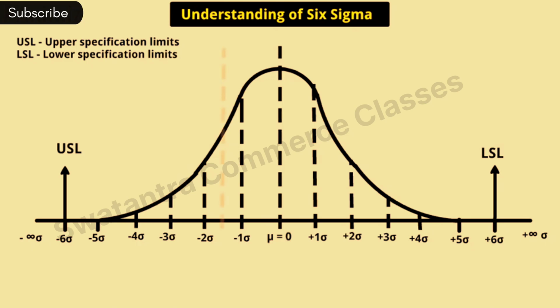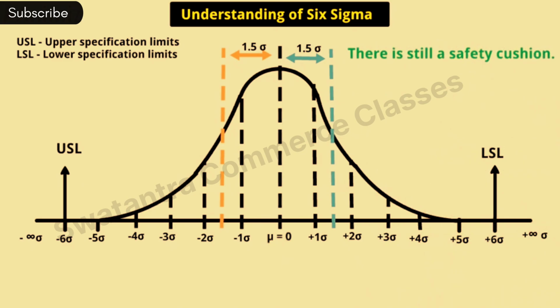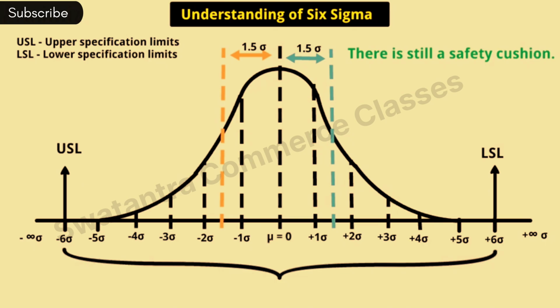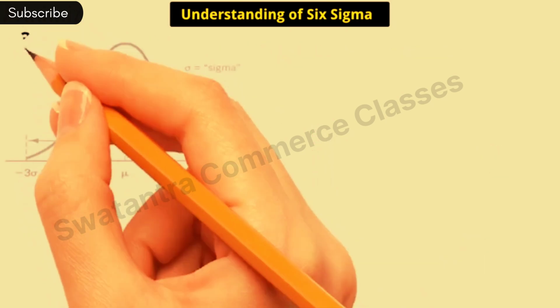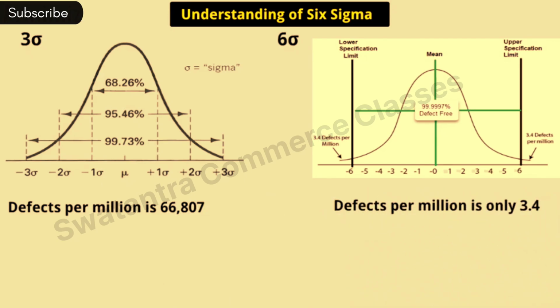Even if the mean were to move right or left by 1.5 standard deviations, or 1.5 sigma, there is still a safety caution. If your process is behaving within 6 sigma, that means your upper and lower specification limits are at 6 sigma, you will be able to produce less than 3.4 defects per 1 million parts. If I make a comparison between 3 sigma and 6 sigma, we can see defects per million is 66,807 in the case of 3 sigma, and defects per million are only 3.4 with 6 sigma.